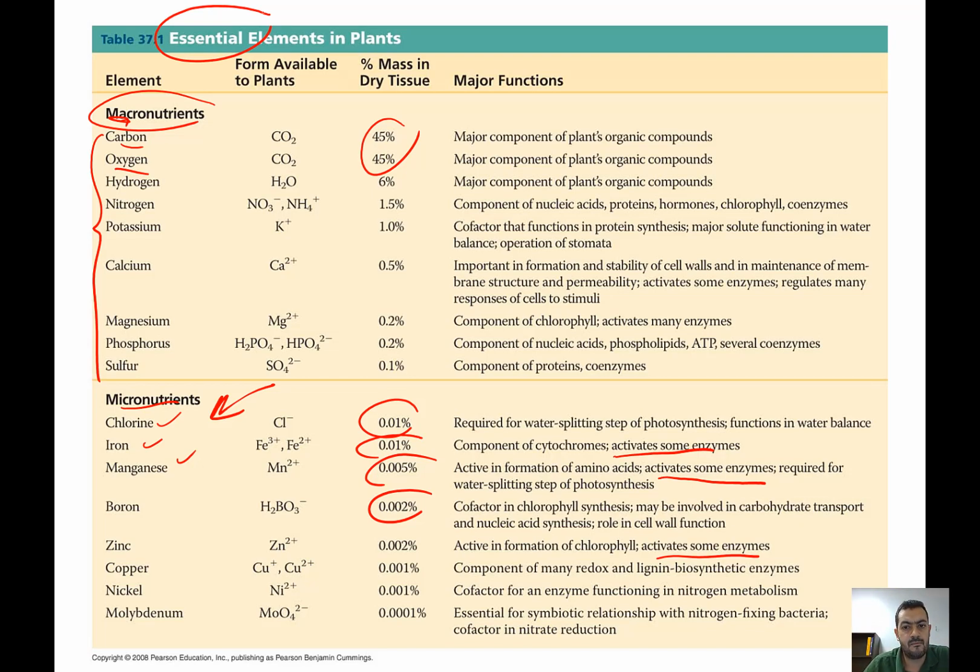So please make sure that you understand this, because sometimes it is confusing. People may think that micronutrients are not needed, macronutrients are needed. This is not correct. Both of them are essential. Both of them are needed. They affect the plant growth, but the amount needed of these elements or nutrients is just the fact that classifies them into macro or micro.